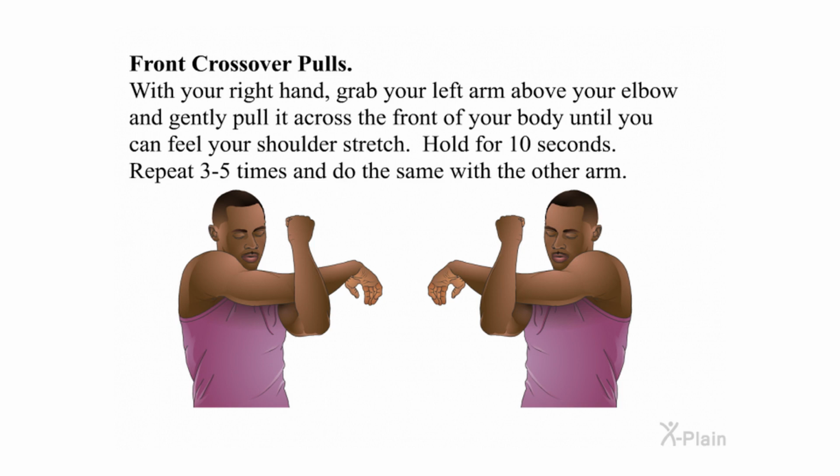Front crossover pulls. With your right hand, grab your left arm above your elbow and gently pull it across the front of your body until you can feel your shoulder stretch. Hold for 10 seconds. Repeat 3 to 5 times and do the same with the other arm.